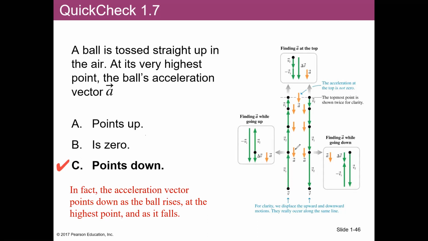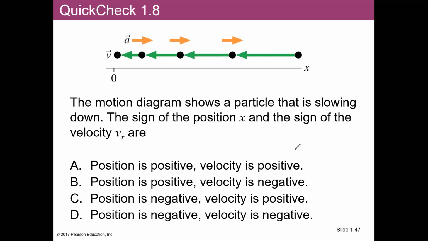Anyway, so any more clicker questions? Yeah, we got another one here. So as we're looking at this quick check question, what is the sign of position? Well, even though we're moving to the left, we're still to the right of the origin. Since we're to the right of the origin, that means our position is always positive.